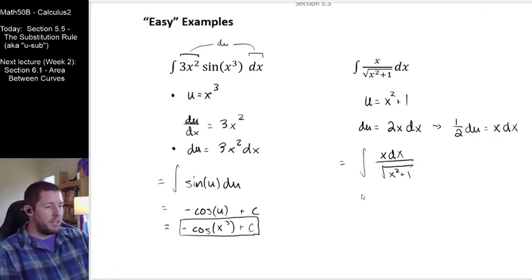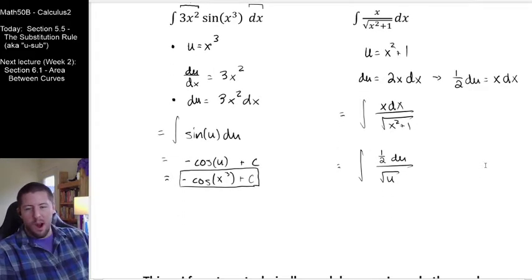So let's swap out all of our terms that we've got. It looks like the numerator is just going to become 1/2 du. It looks like the denominator is just going to become square root of u. So that's pretty nice for ourselves. So let's go ahead and rearrange some terms since every bit of this isn't really where I want it, right?